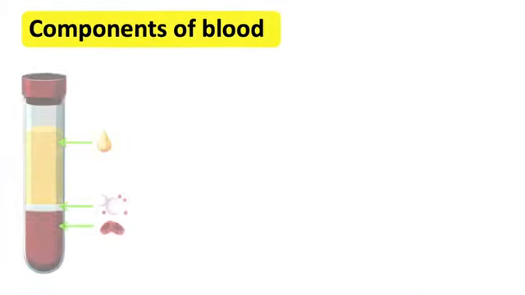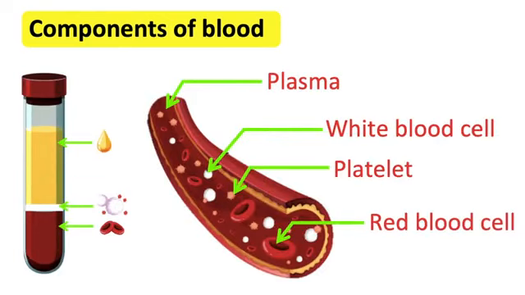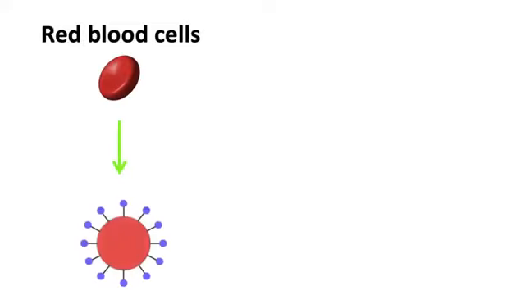The components of blood are red blood cells, white blood cells, platelets, and blood plasma. The red blood cells in the blood transport oxygen around the body. They contain a protein called hemoglobin. Hemoglobin helps to carry oxygen from the lungs to the rest of the body.